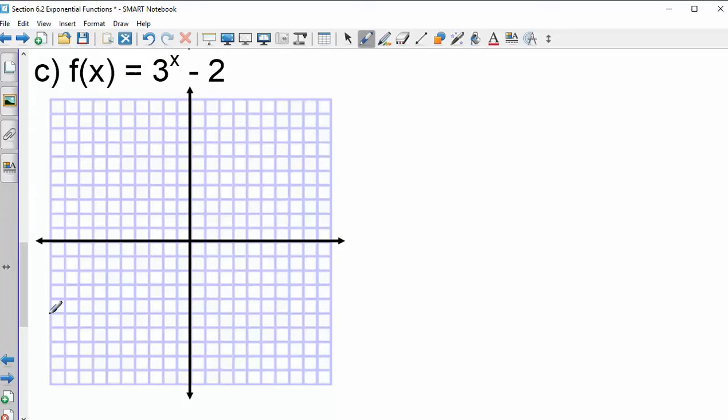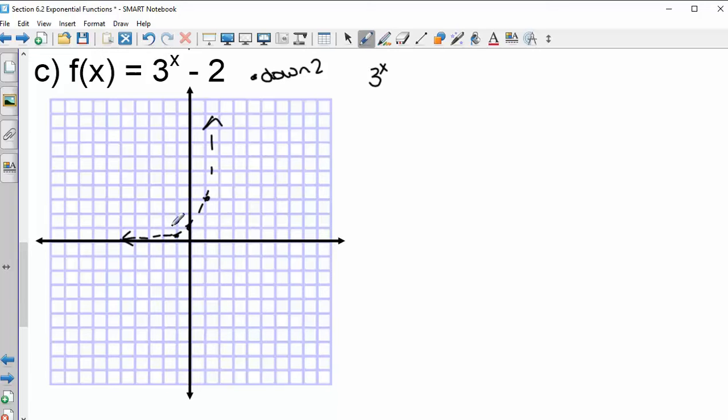One more. 3 to the x, but this time the -2 is on the end. So the parent function is the same, 3 to the x. If you put in -1, you get 1/3; 0, 1; 1, 3. This -2 on the end is going to affect my y, so that will move my entire graph down 2.